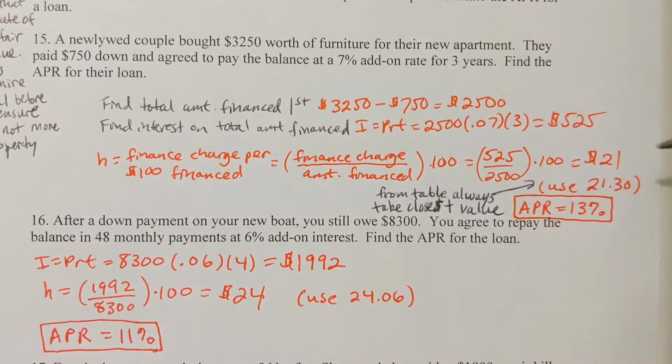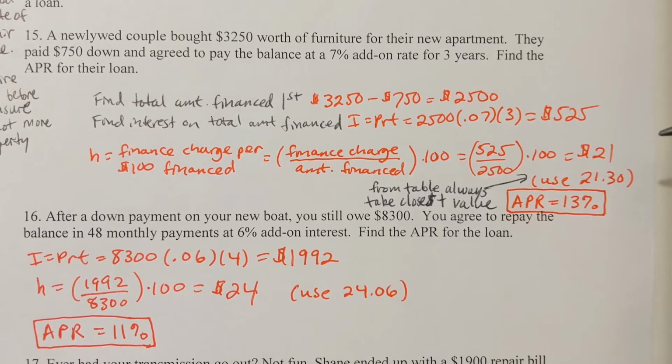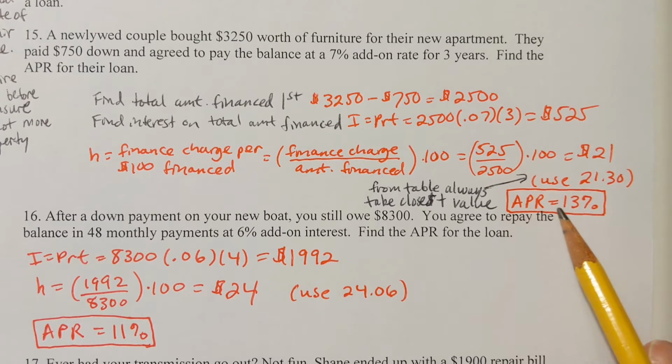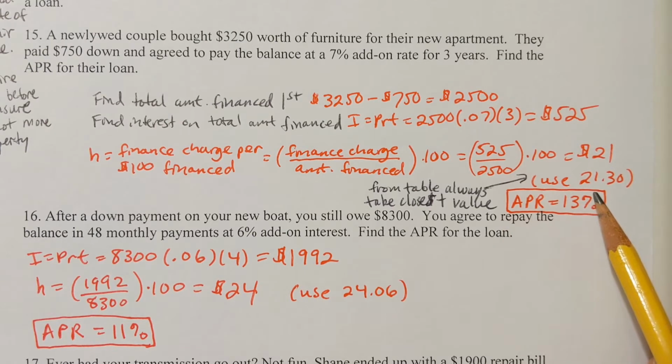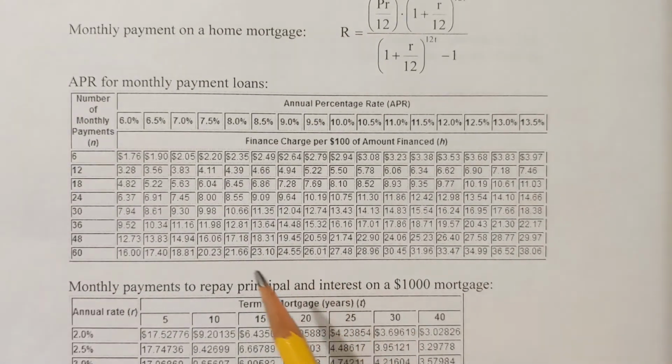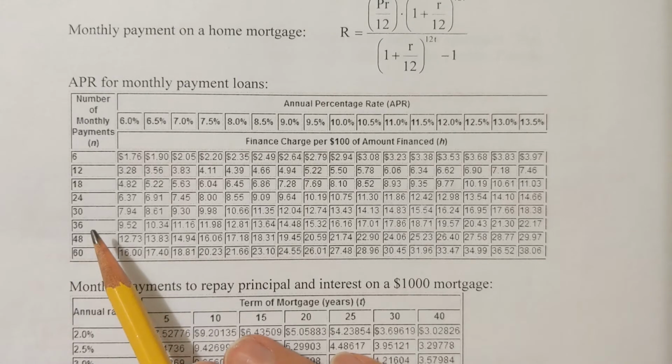The H value is a dollar amount. I'm not picky on whether or not you include the dollar sign. From the table, we're going to use the closest value to $21. So here's the table. Now, one thing that I'm going to do is look for the number of payments.